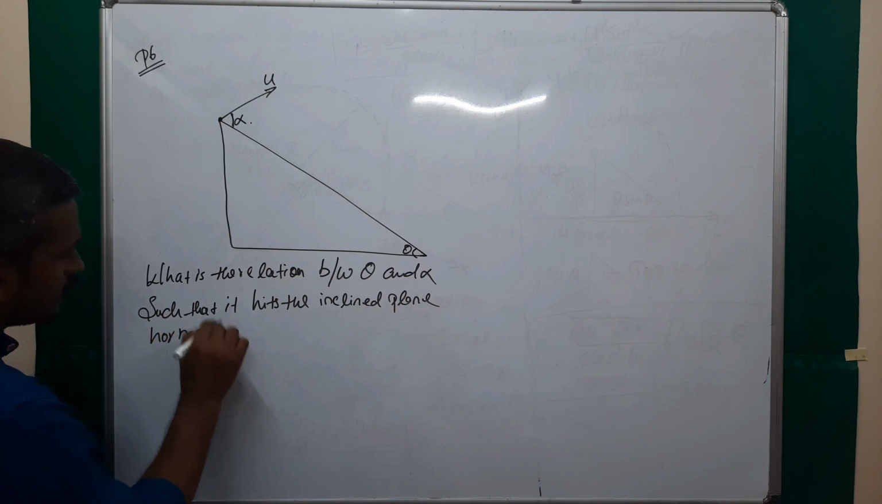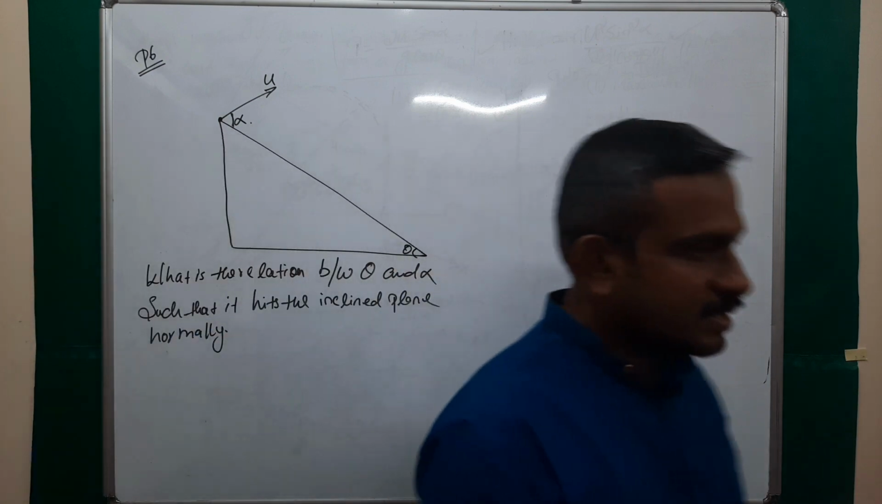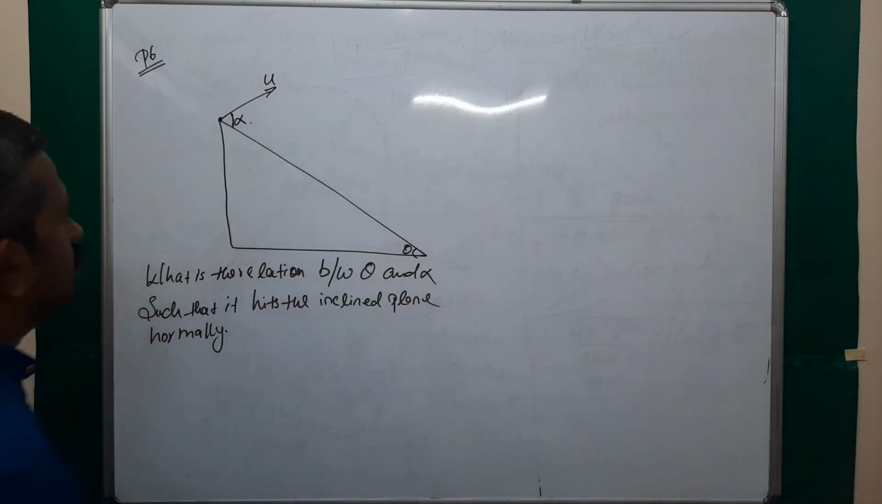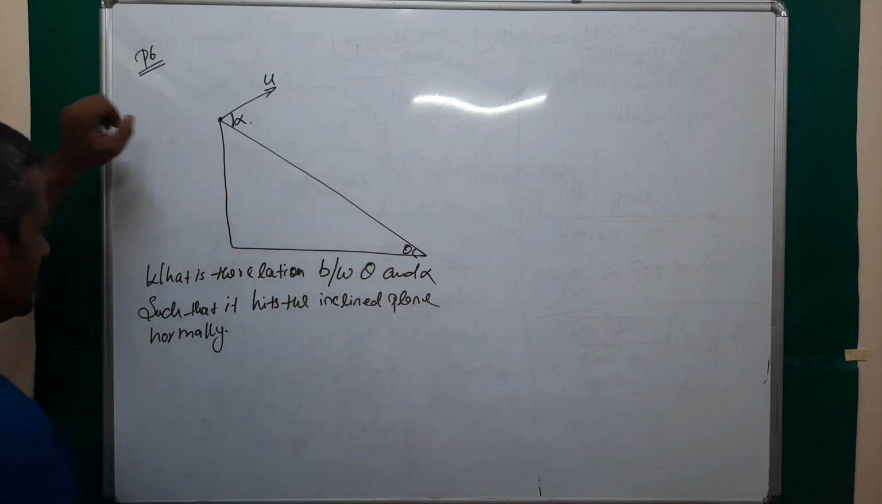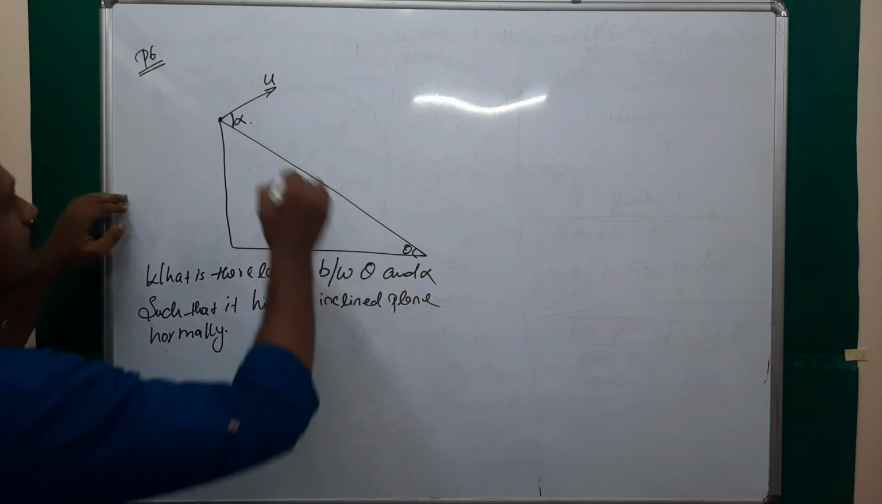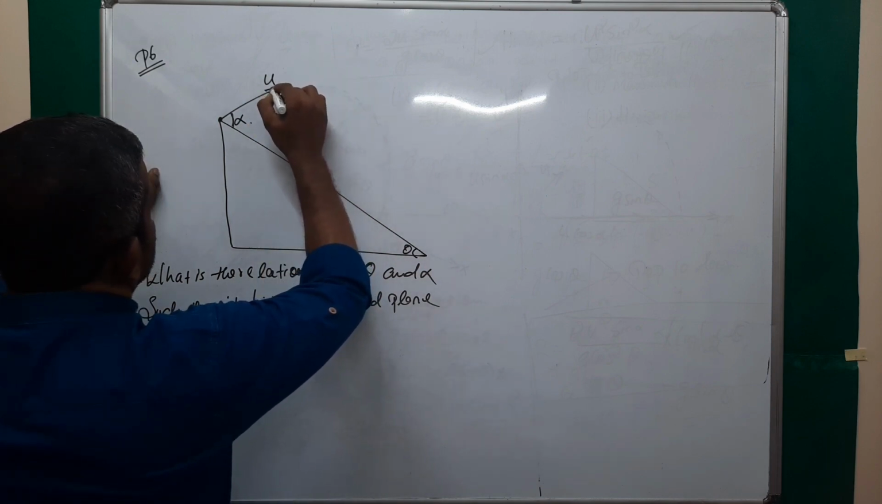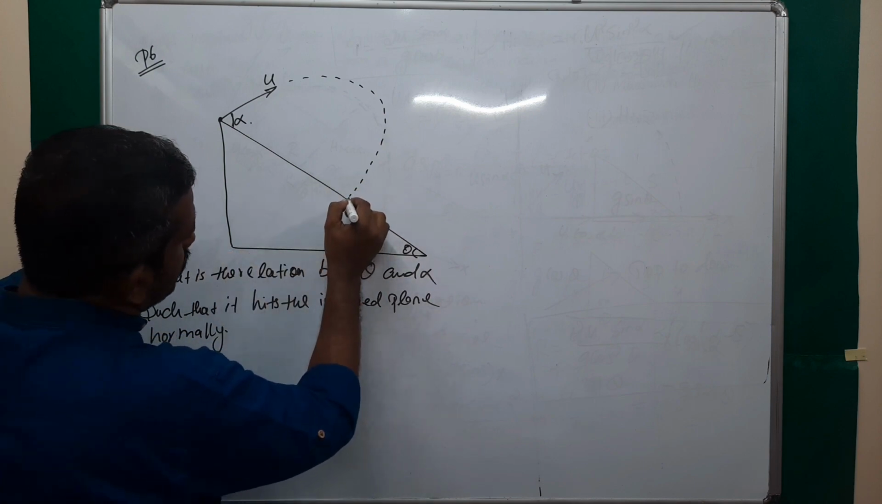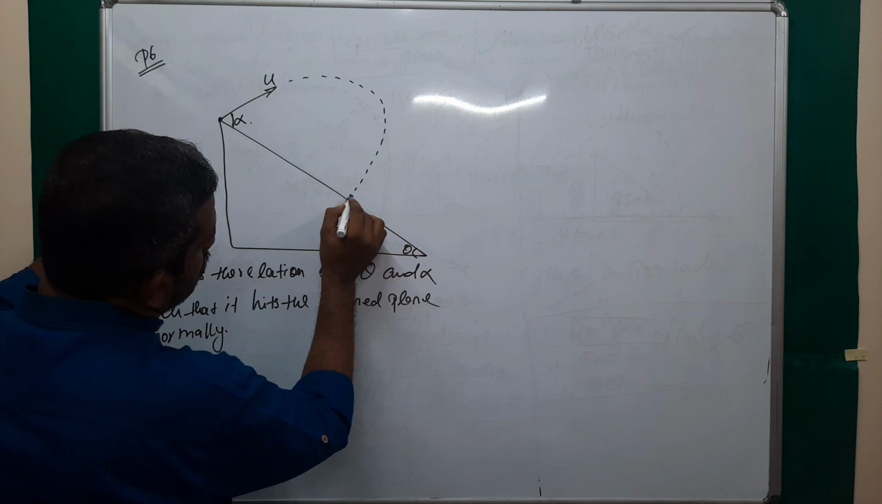The same problem we have solved in the previous case, that is from bottom to top. So what is the relation between this theta and alpha, or what is the angle of projection alpha, such that it hits the inclined plane normally? So here this is the condition, this angle of inclination, that is 90 degree.